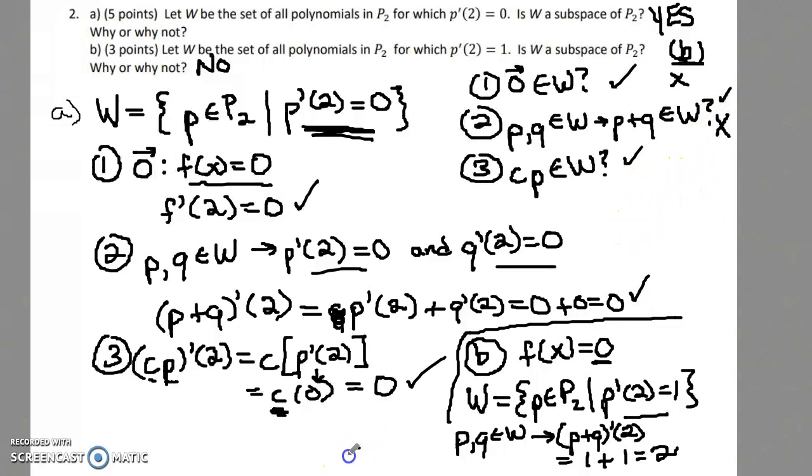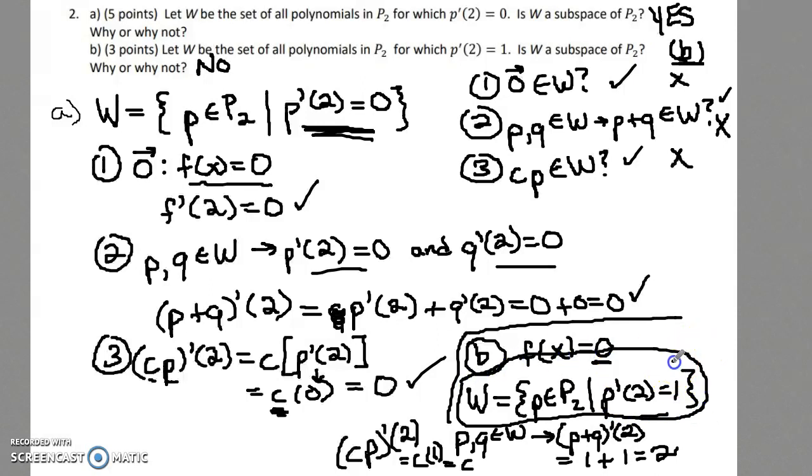And thirdly, if you do C times a polynomial P in the collection that's described in B, and you take the derivative at 2, you're going to have C times 1 now. And that's equal to C. And C can be any real number, so it certainly can be something other than 1, in which case it's not closed under scalar multiplication either. Because when you take a scalar times a polynomial in this collection, the product is going to be equal to that scalar C, which is probably not 1. So it fails all three.